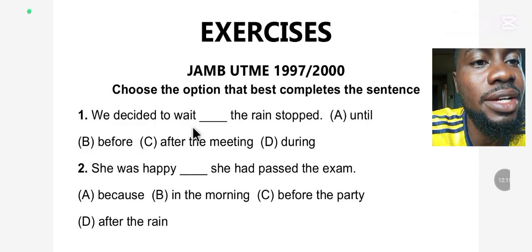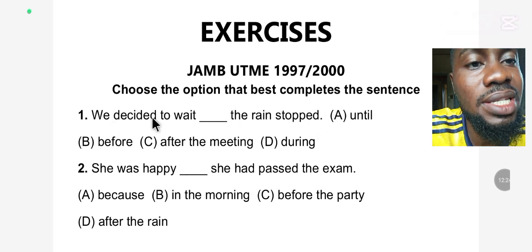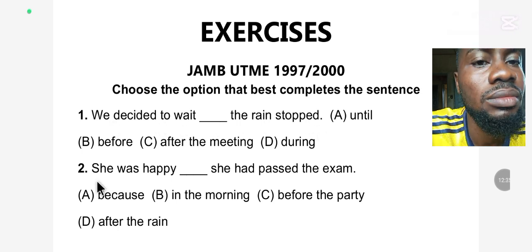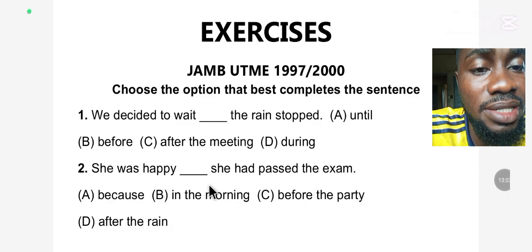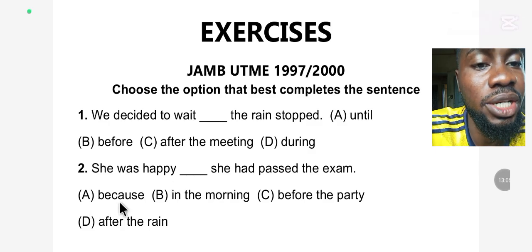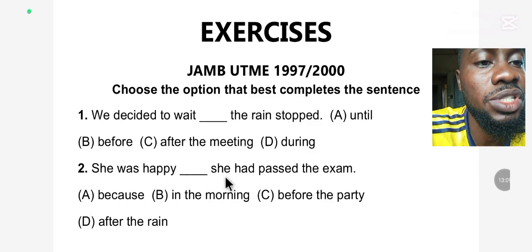We decided to wait dash the rain stopped. You answered right. A is the right answer. We decided to wait until the rain stopped. Number 2, she was happy dash she had passed the exam. A, because. B, in the morning. C, before the party. D, after the party. What's your answer? You answered right. The answer is A, because. She was happy because she passed the exam.